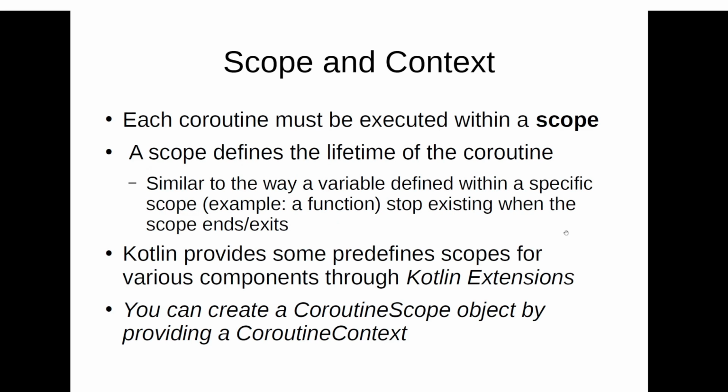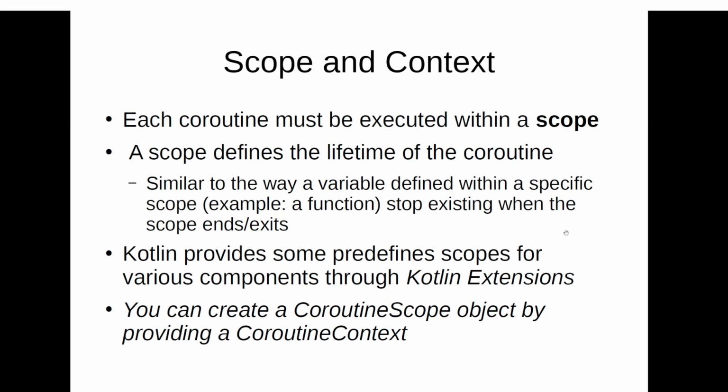So when dealing with coroutines, one of the first things you have to make decisions on is what is the scope of the coroutine. A scope essentially defines the lifetime of the coroutine. How long should it run? So this is similar to the way a variable, for example, can be in or out of scope. A variable defined inside of a function will exist for as long as that function is executing. When the function exits, so does the variable.